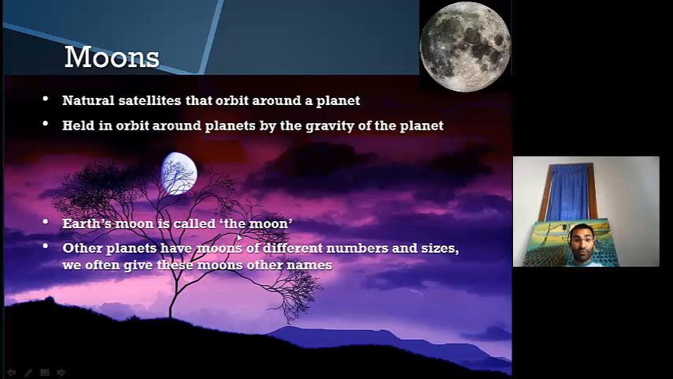We call our moon the moon. But there are a number of other moons in our solar system, and each of the different planets have a different number of moons and different sizes. For example, Jupiter, one of the larger planets, has about 7 or 8 moons, and the largest of which is called Io. Some of them have large moons, some of them have smaller moons, and they often have different names. So that's moons, natural satellites.